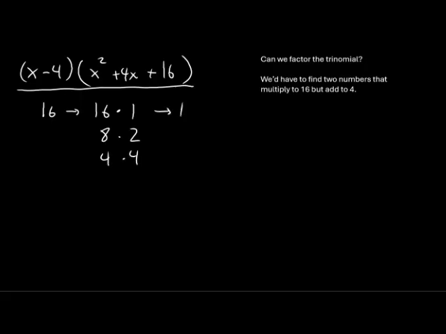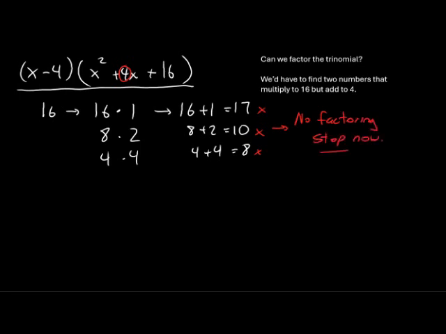But 16 plus 1 would give us 17. 8 plus 2 would give us 10, and 4 plus 4 would give us 8. However, none of the three of those will give us 4x. Since all three of them miss, we can conclude there is no way to factor this any further. Because there is no way to factor that trinomial any further, we're going to stop at this point and consider this completely factored. We'll learn techniques for dealing with this situation much later in the course.